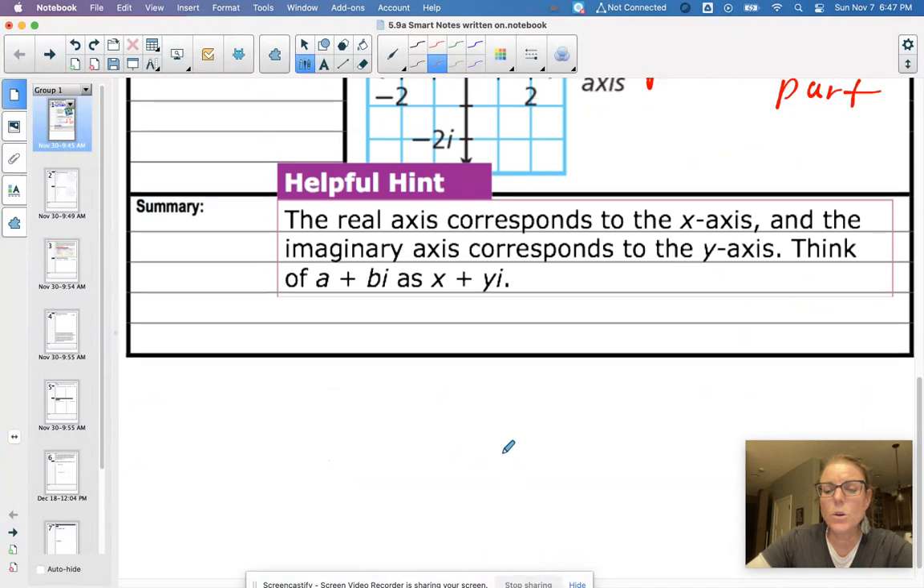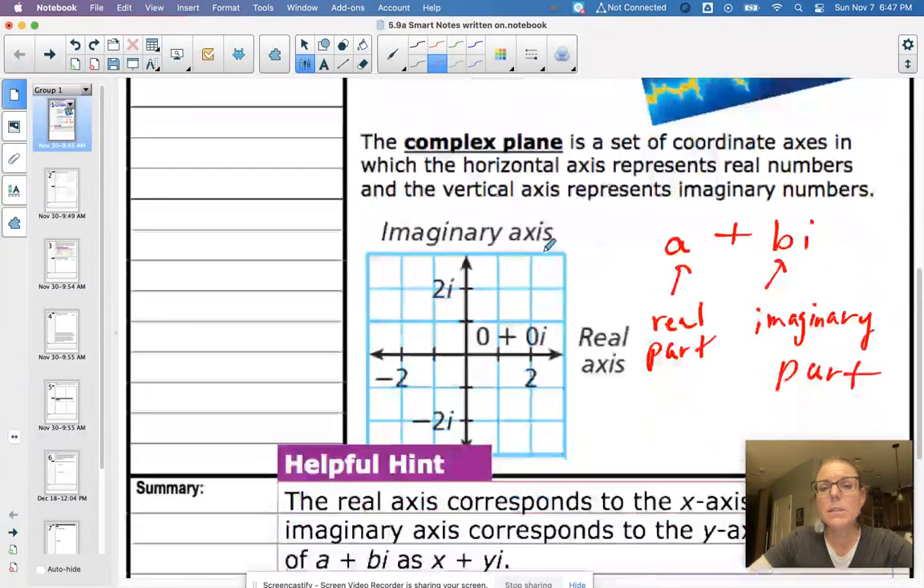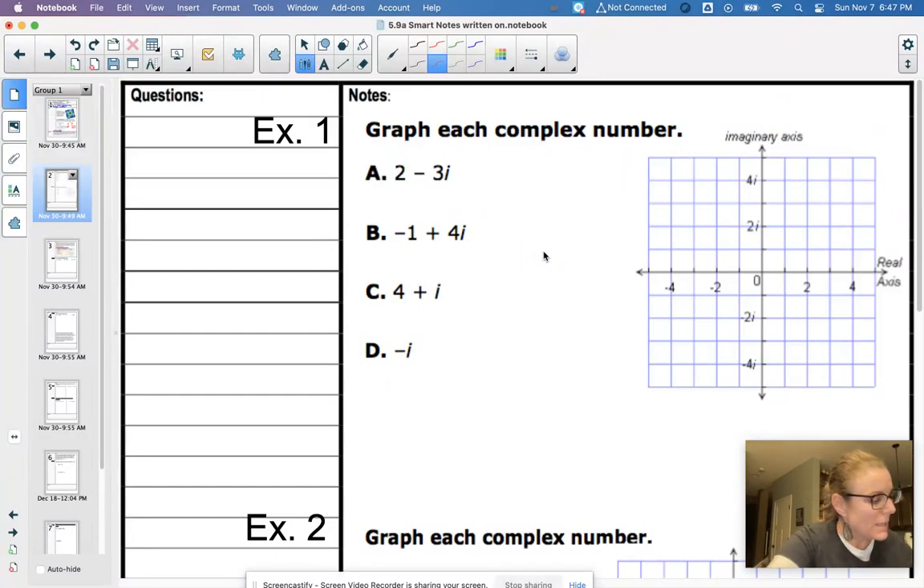The real axis corresponds to the x-axis, and the imaginary axis corresponds to the y-axis. Think of a plus bi as x plus yi. Makes sense? All right, example 1, graph each complex number.